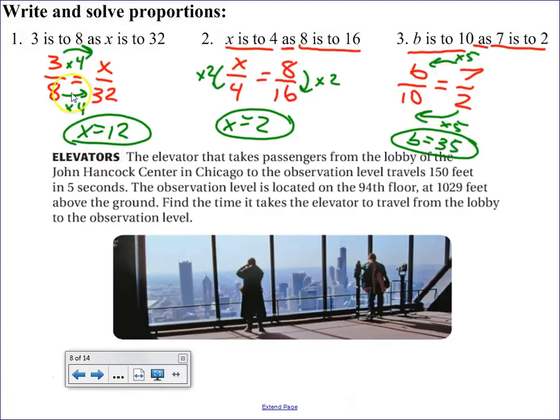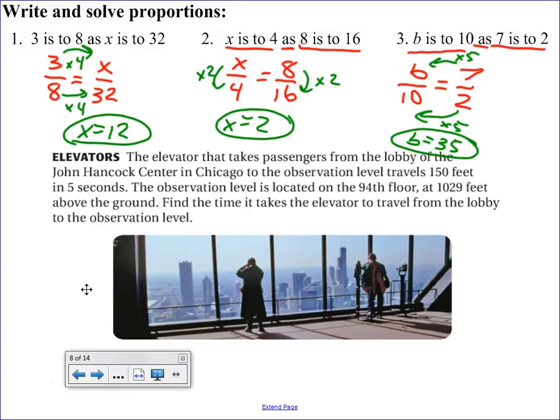Okay, I've taken a look at how to show those just by looking at the connections between the ratios. 4 times bigger, so x is 12. These numbers are twice as big on the bottom, so this has to be 2. If I go backwards, this is 5 times bigger, so b has to be 35. By no means is that the only way to solve it, but I was able to find the connection in that way.